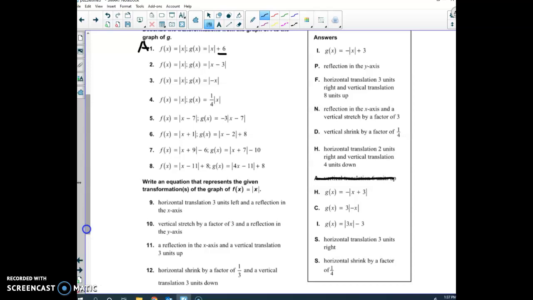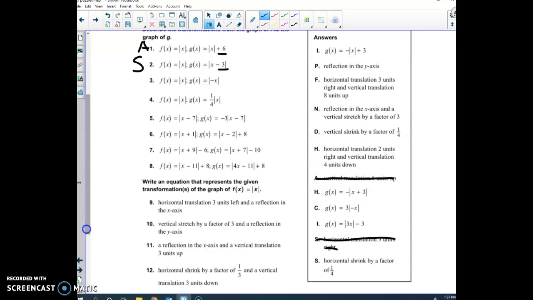Okay, number 2, we have an x minus 3, and now the x minus 3 is inside the absolute value bars. So when it's inside the absolute value bars, that means it's the horizontal translation. Then remember, this is the one that's kind of backwards. Horizontal is always backwards, so minus 3 you would assume means left, but it does not, it means right. So we're looking at letter S here. Horizontal translation, 3 units right.